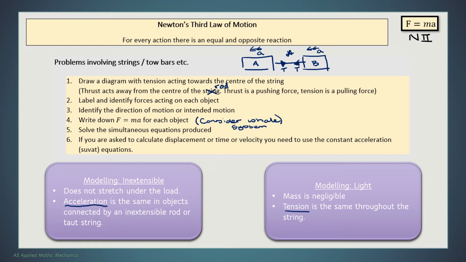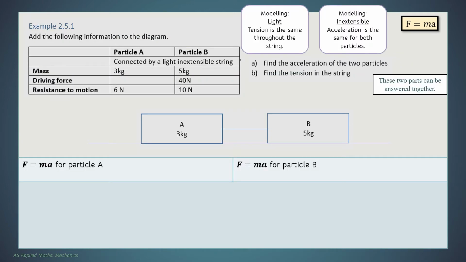So for number 4, we're writing down 2 Newton's second laws of motion, 1 for each particle. Number 5, we're going to solve them simultaneously because T and A are common to both. And then number 6, we'll worry about that later. That's more problem solving if we're asked to go a little bit further within the question. Let's have a look at our first example.